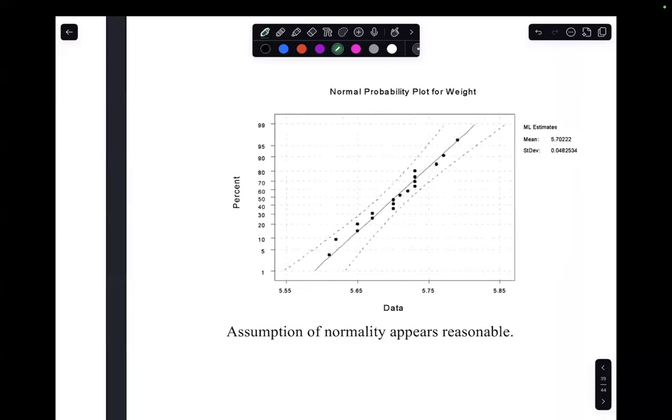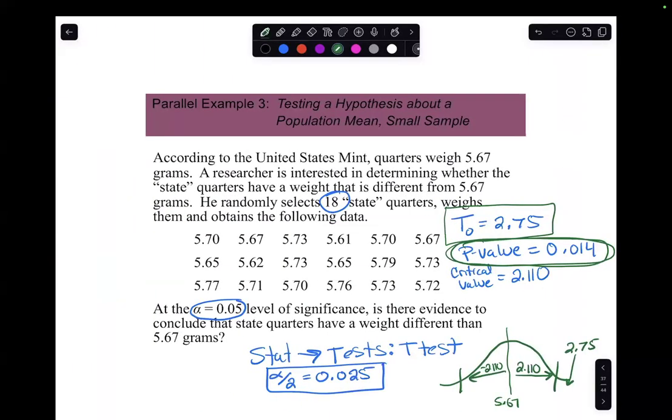What I didn't write back here because I neglected to do that, my null hypothesis would look like this. Mu equals 5.67 grams. Then my alternative hypothesis would be mu does not equal 5.67 grams. Sorry, I didn't do all of that stuff. I get excited sometimes and I just want to jump into the math. You know me. This is how I am. All right. So are we feeling okay? Feeling like we can do this?